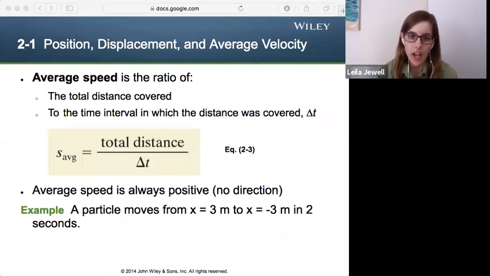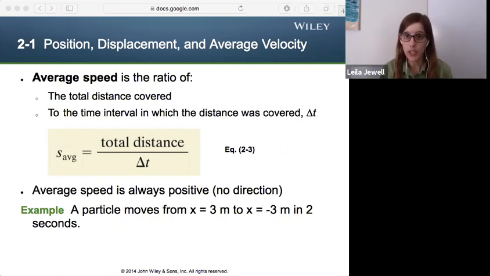Before we get to that, average velocity is also similar, but not the same as average speed. Average speed is the ratio of the total distance covered to the time interval over which it happened, delta t. So this is not the displacement. It's not looking at just the endpoints, final minus initial. This is looking at all of the distance covered. So if you went from 5 to 200 back to 5, then your distance is not 0. Your distance would be 195 times 2. And the average speed is always positive because it doesn't have any direction. It's just telling you on average how fast you're going.